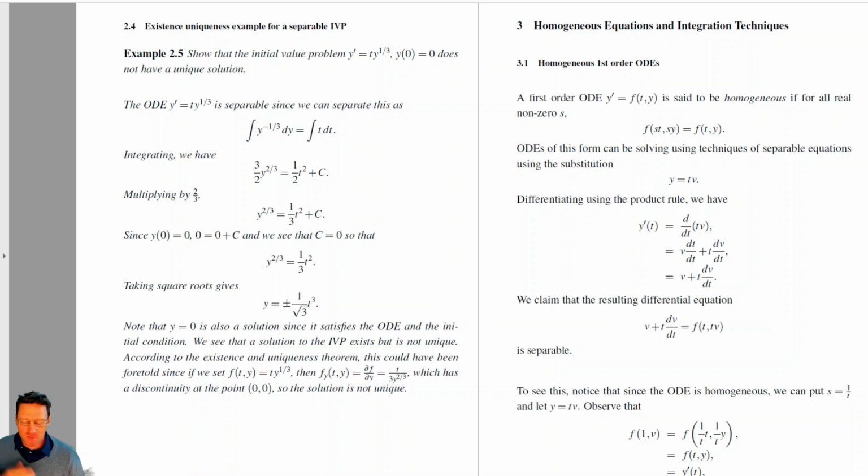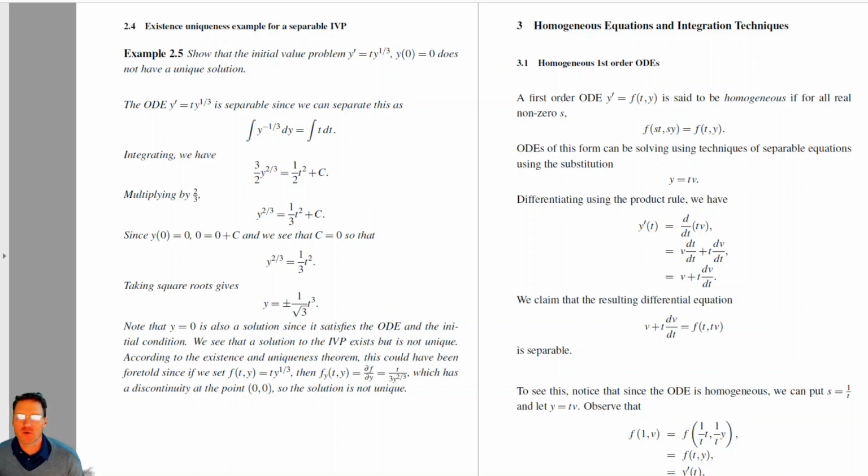Okay, so let's jump into it. Homogeneous equations that are first order. A first order ODE, y dash is equal to a function of both t and y, where the y dash derivative is dy on dt. This is said to be homogeneous if for all real non-zero values of s, f of st comma sy is equal to f of t comma y.